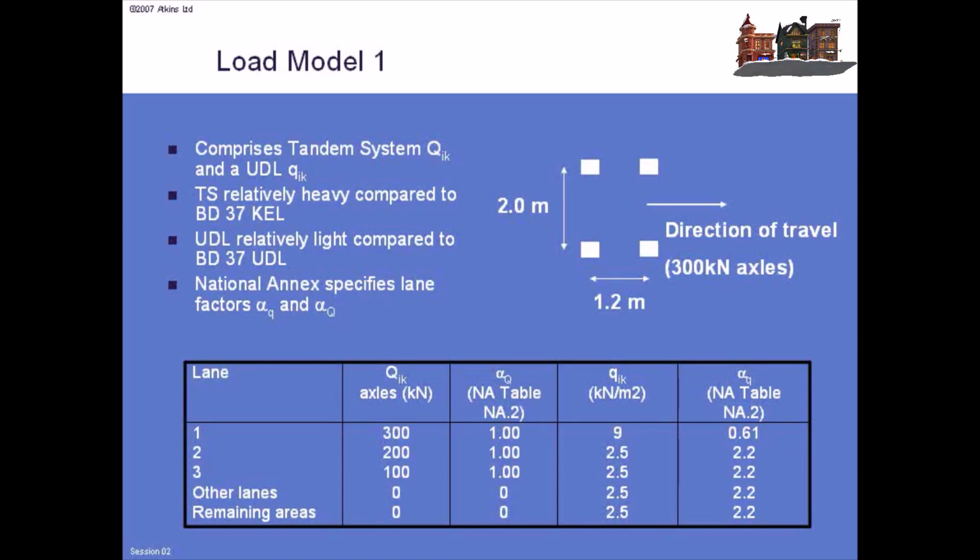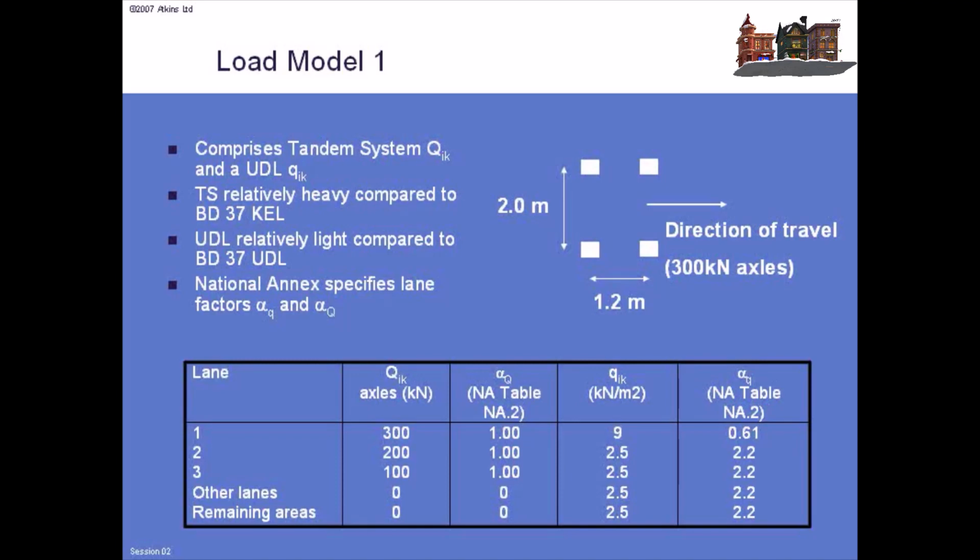For the UDL, they're very odd-looking values. So in lane 1, we have 0.61, and in lane 2 and subsequent lanes, we have 2.2. And the reason for that is that if you multiply the lane factor by the UDL, as we're going to have to do when we apply the load, in lane 1, we get 0.61 times 9, which is a pressure of 5.5. And in lane 2, if we multiply 2.5 by 2.2, we get 5.5. So what we've done in the UK National Annex is end up transforming the UDL into a patch load. So we basically just decide what the adverse area of the deck is and just put a patch load across it. So it's very much simpler to do.